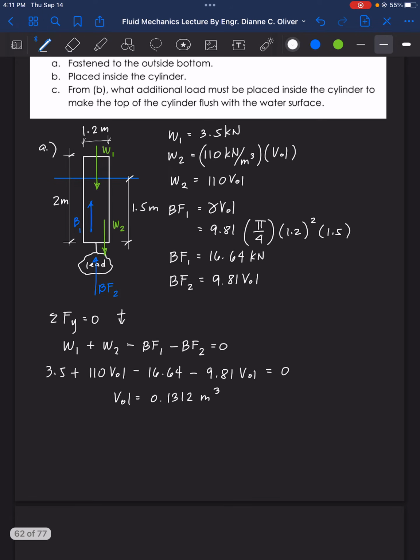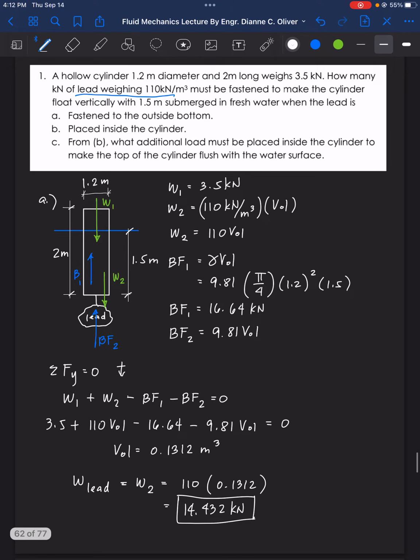Therefore, the weight now, so it's asking the weight of the lead. So that is the W2. Weight now of the lead is equal to the W2, okay, is equal to 110 times the volume, 0.1312, and that is equal to 14.432 kilonewton. So that's for letter A.